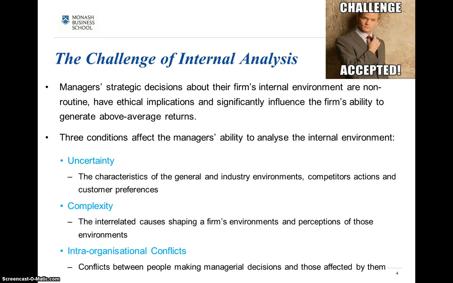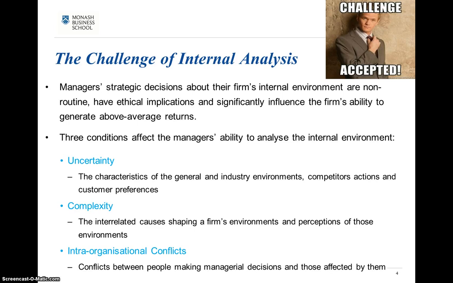They are not the sort of decision that can be made the same way each time. There will be a number of different factors which will mean you cannot just make the same decision over and over again. They also have ethical implications, particularly for the co-workers working underneath you as managers, and significantly influence the firm's ability to generate above average returns. That is, their ability to make money as a firm.